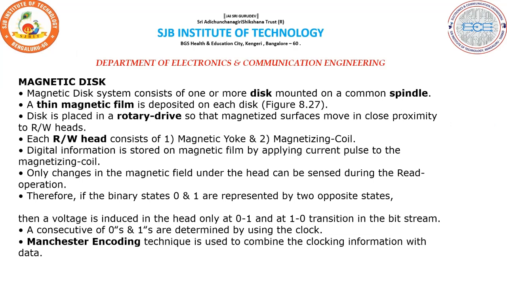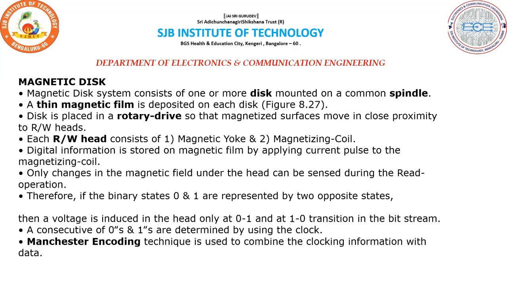A magnetic disk system consists of one or more disks mounted on a common spindle. A thin magnetic film is deposited on each disk. The disk is placed in a rotary drive so that the magnetized surfaces move in close proximity to read or write heads. Each read or write head consists of a magnetic yoke and a magnetizing coil. The digital information is stored on the magnetic film by applying a current pulse to the magnetizing coil.